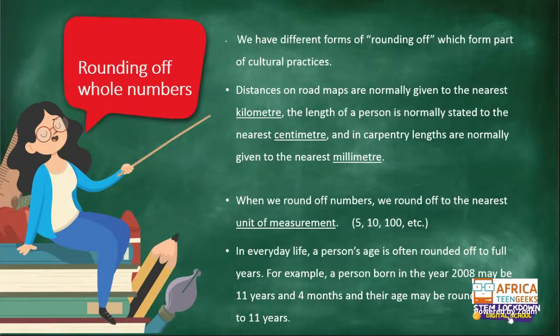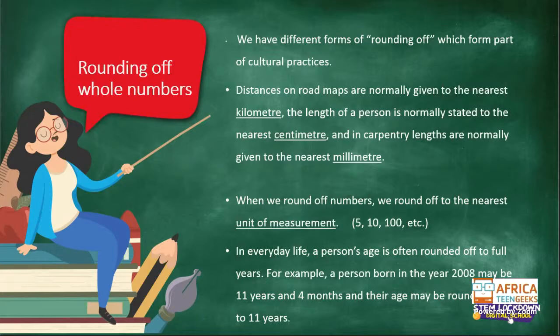All right, so when we round off numbers, we round off to the nearest unit of measurement, be it 5, 10, 100, 1,000, 10,000, 100,000, and so on. So in everyday life, a person's age is often rounded off. Hence, we said it forms part of our cultural practices.